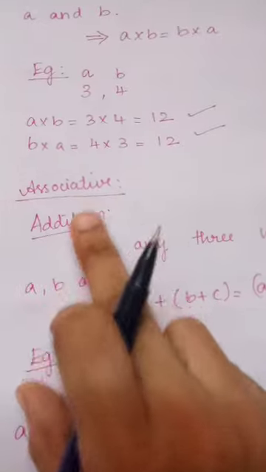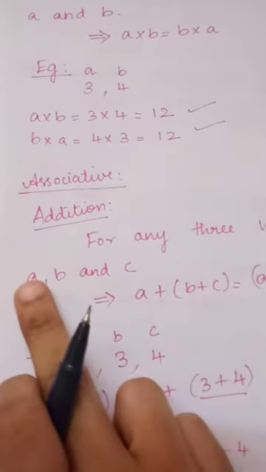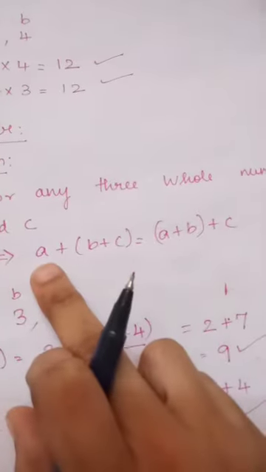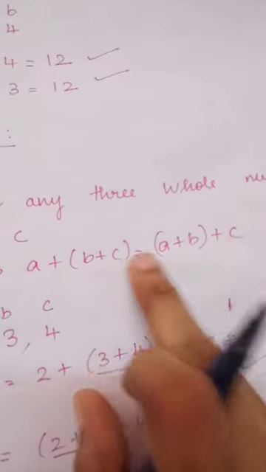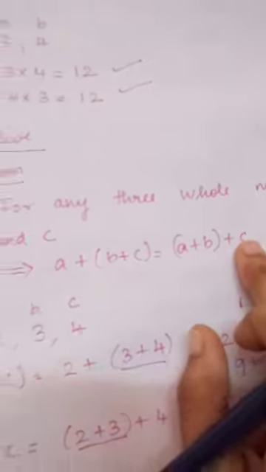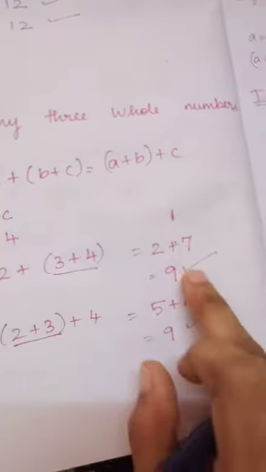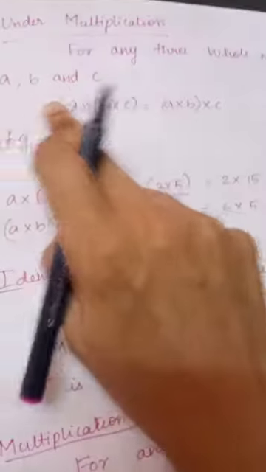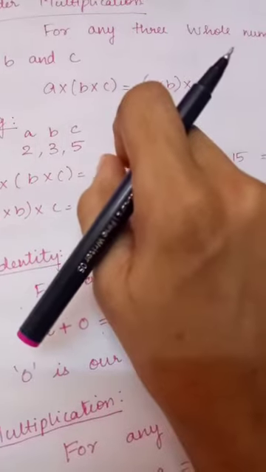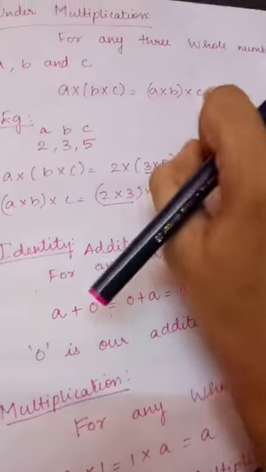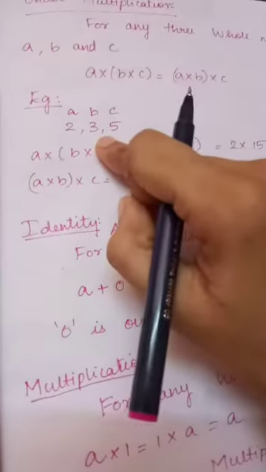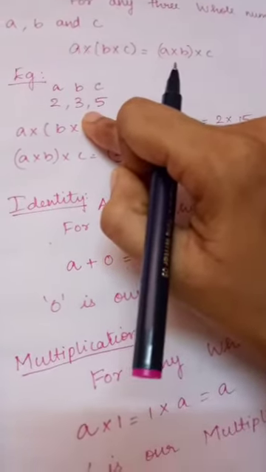Associative property. Under addition, for associative I am taking three whole numbers a, b and c. This should be satisfied: a plus b plus c equals a plus b plus c, with different groupings. Both the answers are the same, so it is associative under addition. Under multiplication, a into b into c equals a into b into c. Both the answers came the same, so it is associative under multiplication.